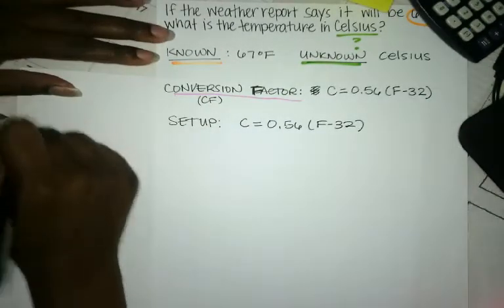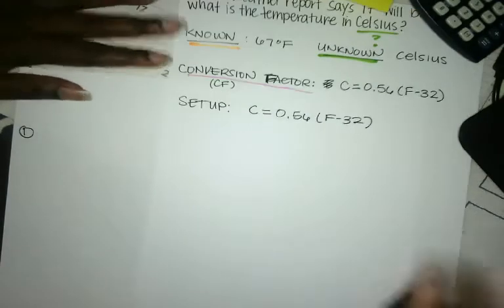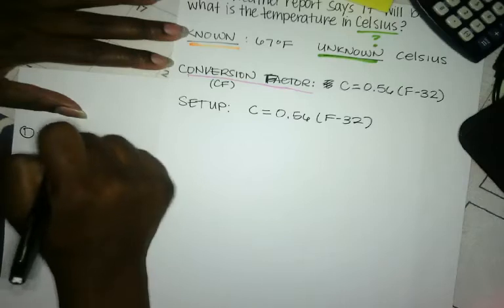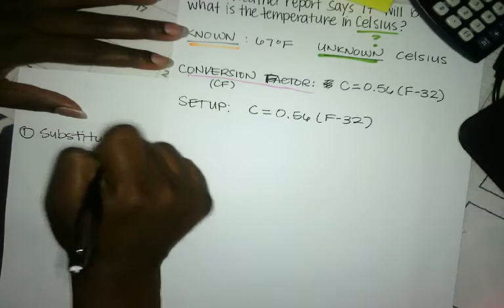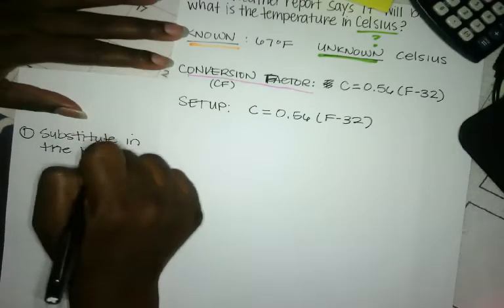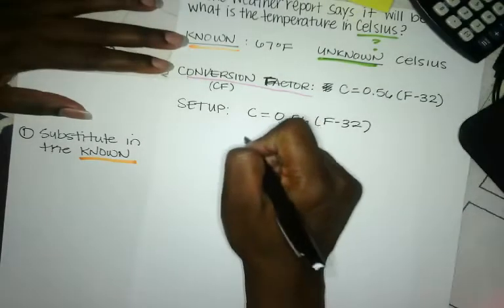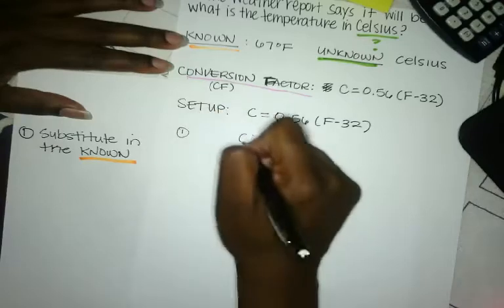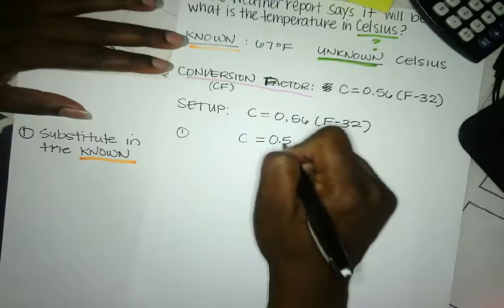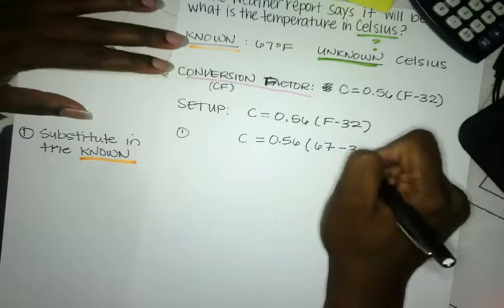So we have our first step, which is going to be to substitute in the known, and when we substitute in the known, our equation is going to look like this. Step 1, C is equal to 0.56 parentheses 67 minus 32.